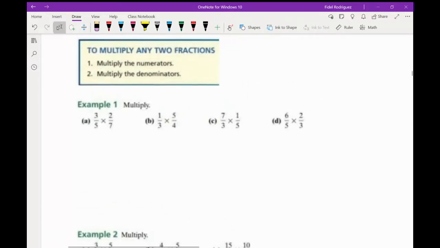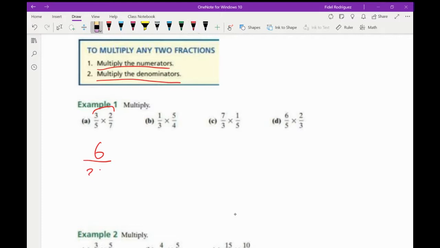Here we go. All right, so what I have here, guys, is just multiplying fractions, right? And it says, how do we multiply fractions? We're going to multiply the numerators, and then we're going to multiply the denominators. And if we can simplify, then we'll go ahead and do that. So taking a look at the first problem here, 3 times 2 is 6. 5 times 7 is 35.